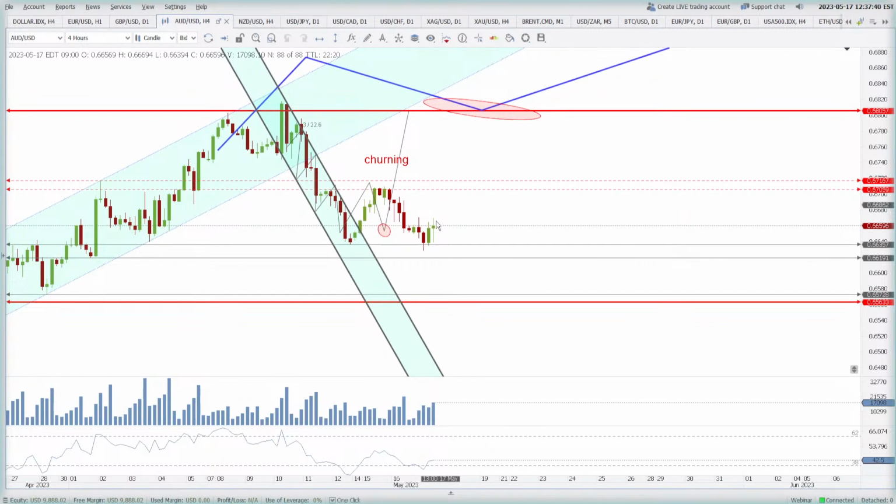Similarly, on the Australian dollar, the price is consolidating between 0.6705 and 0.6635 area. In fact, it has taken support at around 0.6635 area, and now it's trying to go higher.